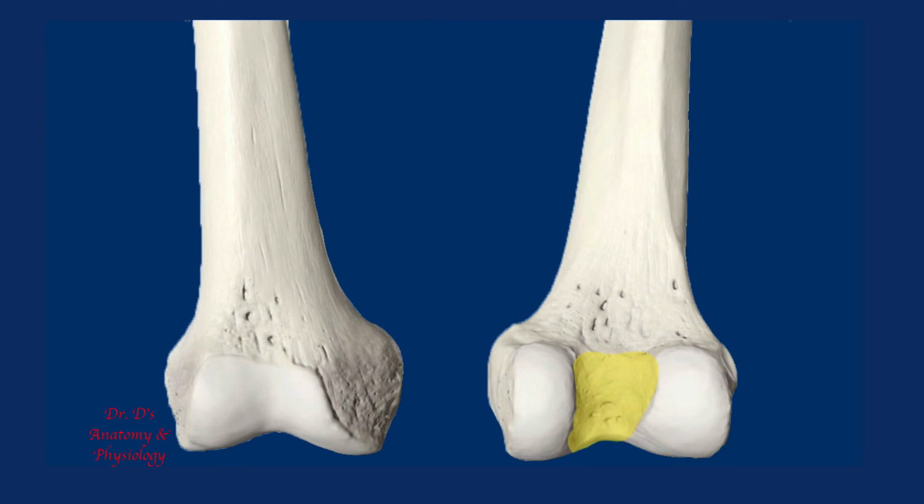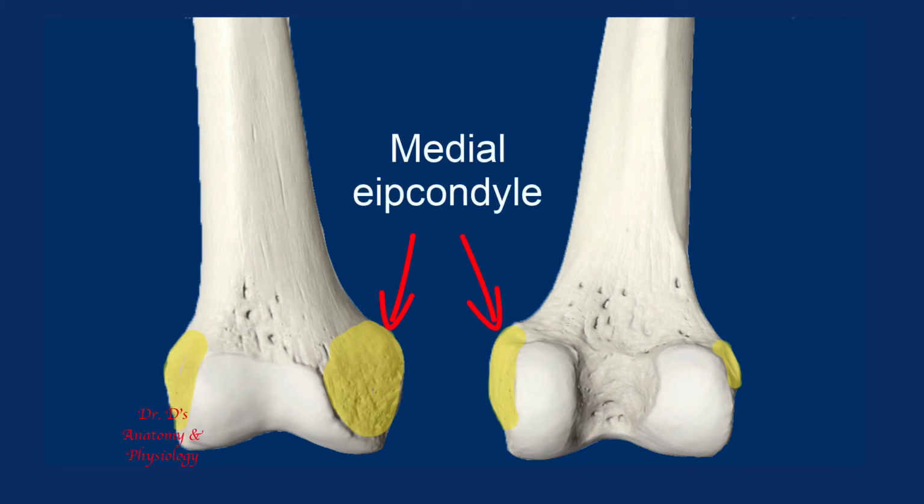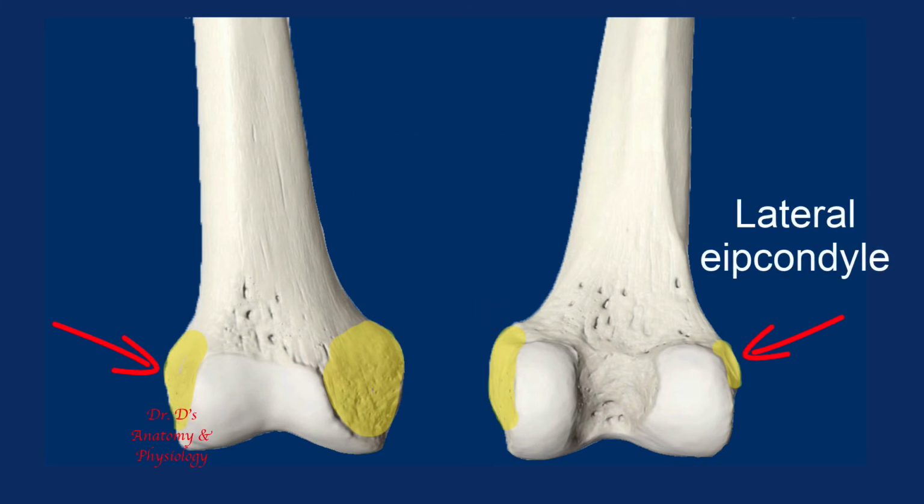If we look at both the anterior and posterior at the same time, the bone above the condyles that expands the surface for the attachment of ligaments and tendons are called epicondyles. Epi is a prefix that means above or on top of. So you have the medial epicondyle, where we find the adductor tubercle, and the lateral epicondyle.